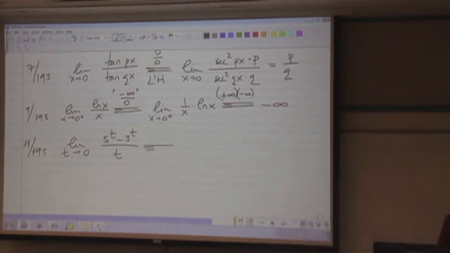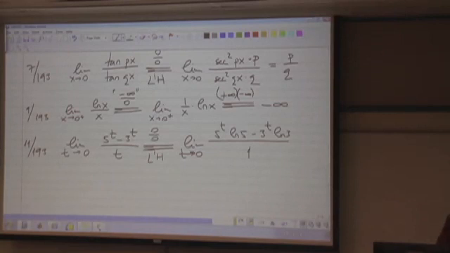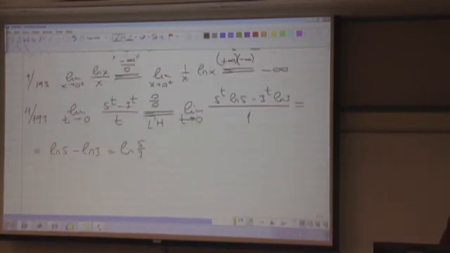So we're in a situation of 0 over 0. We apply L'Hopital's rule, and we end up with the limit as t goes to 0 of 5 to the t ln of 5 minus 3 to the t ln of 3, divided by 1. Now, if you put in 0 for t, 5 to the 0 is 1, 3 to the 0 is 1, so you end up with ln of 5 minus ln of 3, also known as ln of 5/3, if you choose to write it. Is this making sense?